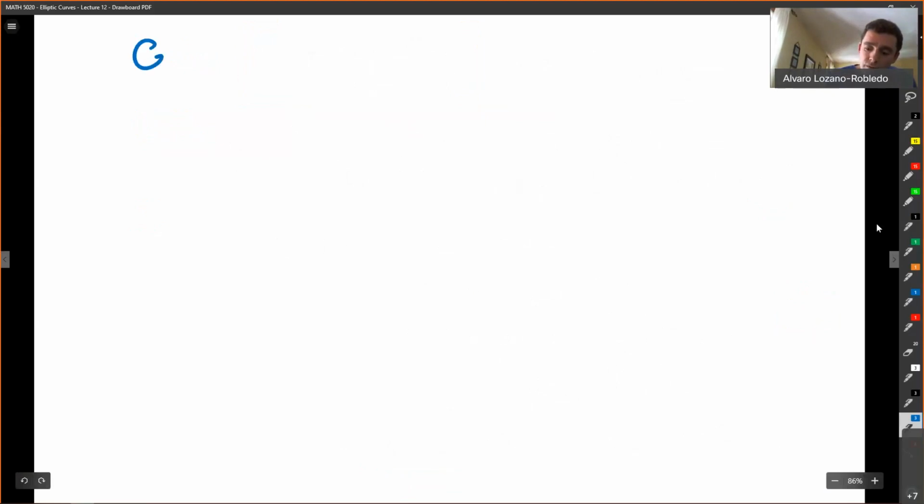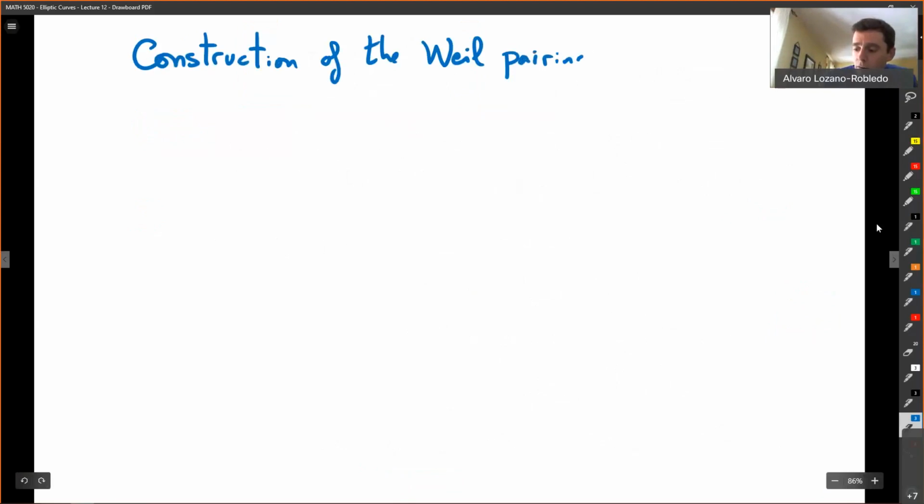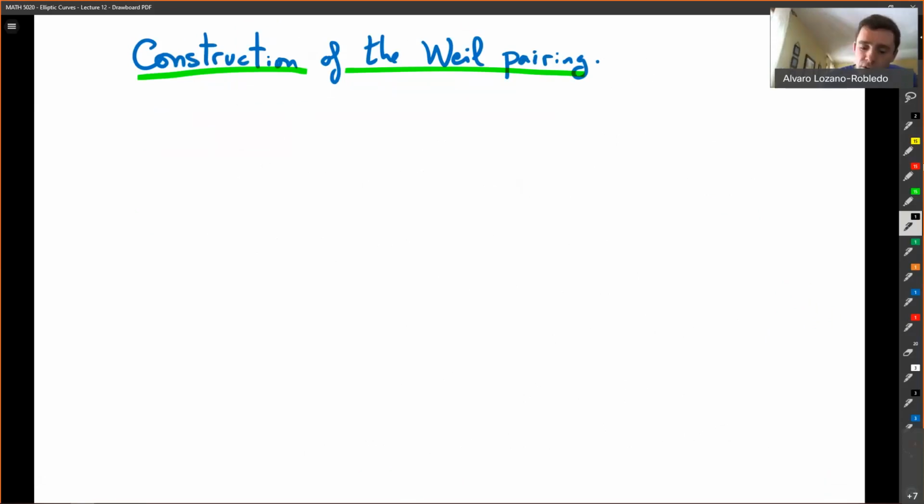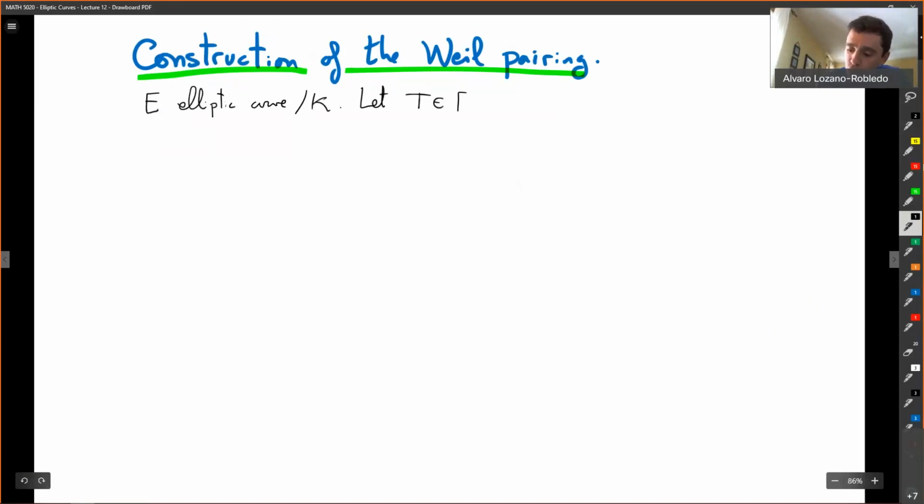So, construction of the Weil pairing. And you'll see it's quite complicated, but it works. Quite an interesting construction. So let's start with an elliptic curve. And let T be a point of m-torsion. Okay. And consider the divisor m times T minus m times O.